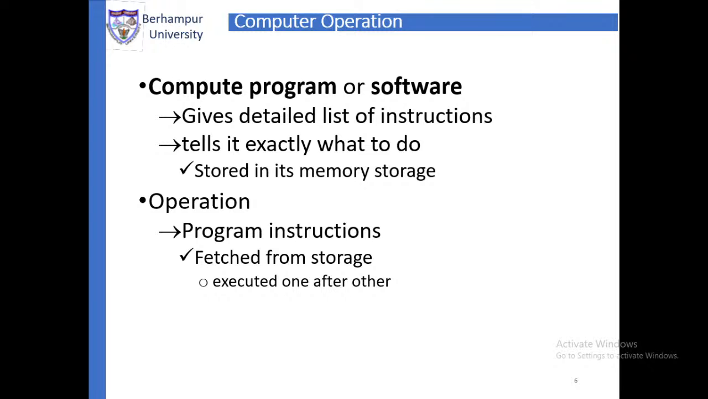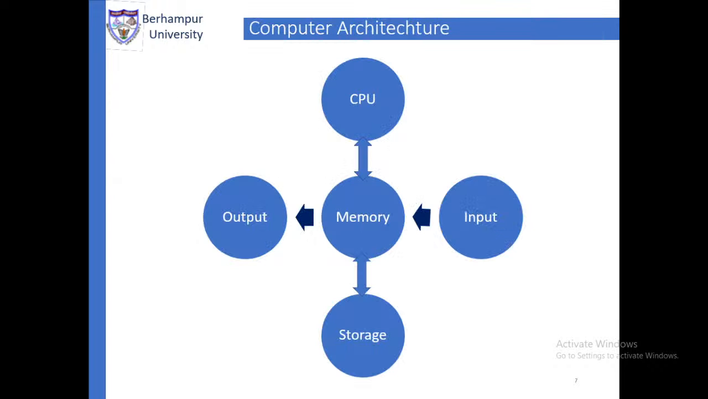Now let us see what the computer architecture is that allows the computer to operate in this manner. This computer architecture, as I told you in the beginning, has input units, it has an output unit, and it has a system. In the system we have three categories, three parts. One is the CPU. CPU is the central processing unit, then the memory, then the storage. Memory is what you call RAM, and storage is what you call hard drive, CD, etc.